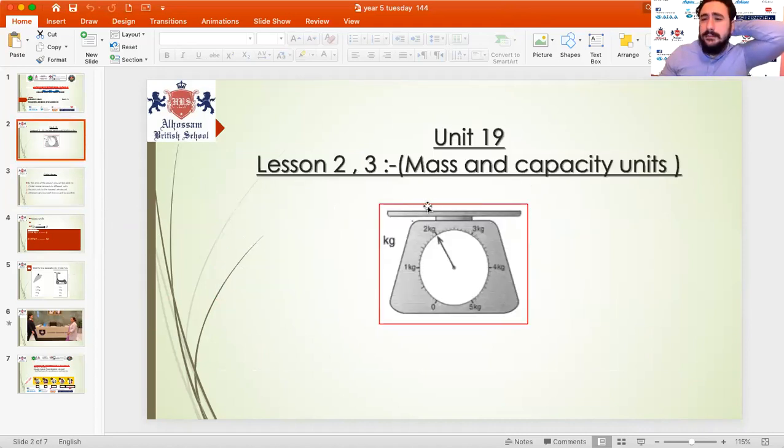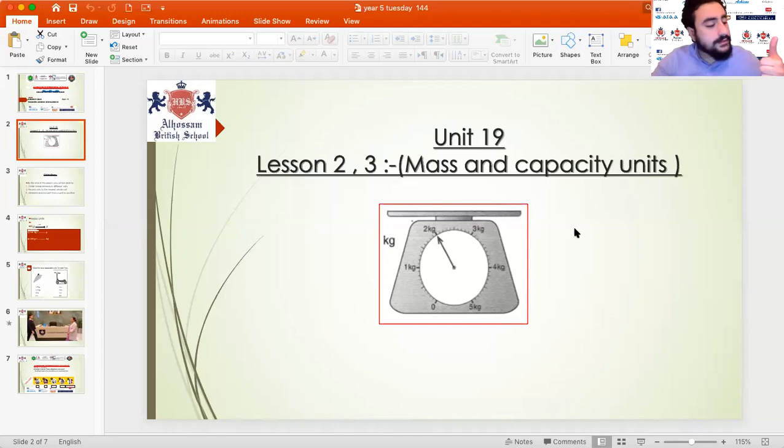So let me talk a little bit about mass and capacity. We took 3 units: mass, length, and now we're going to take capacity. Length, kilometer, and I said just one note the last time that kilo means 1,000. So when I say kilometer to meter, 1,000 meters. When I say kilogram to gram, 1,000 grams.